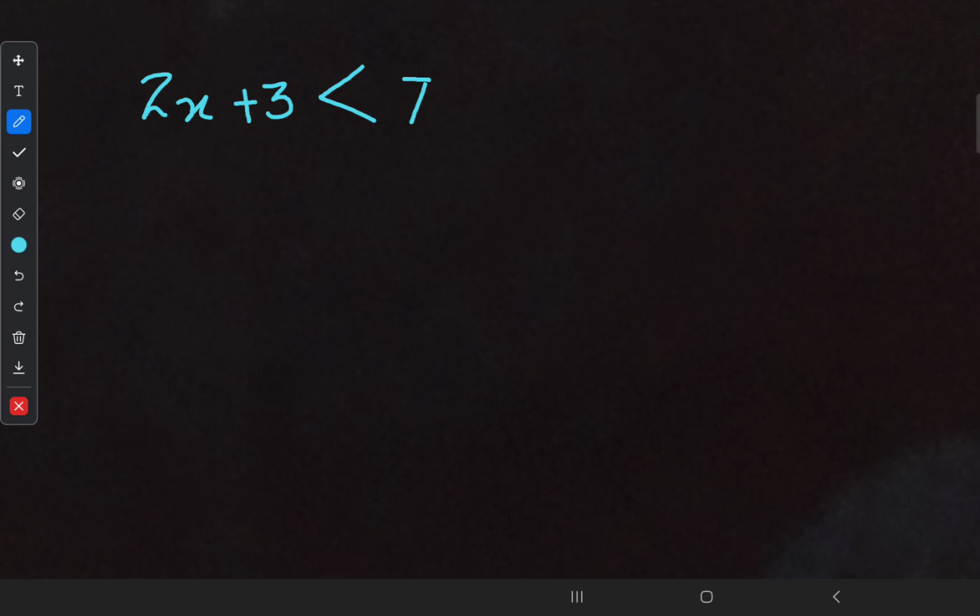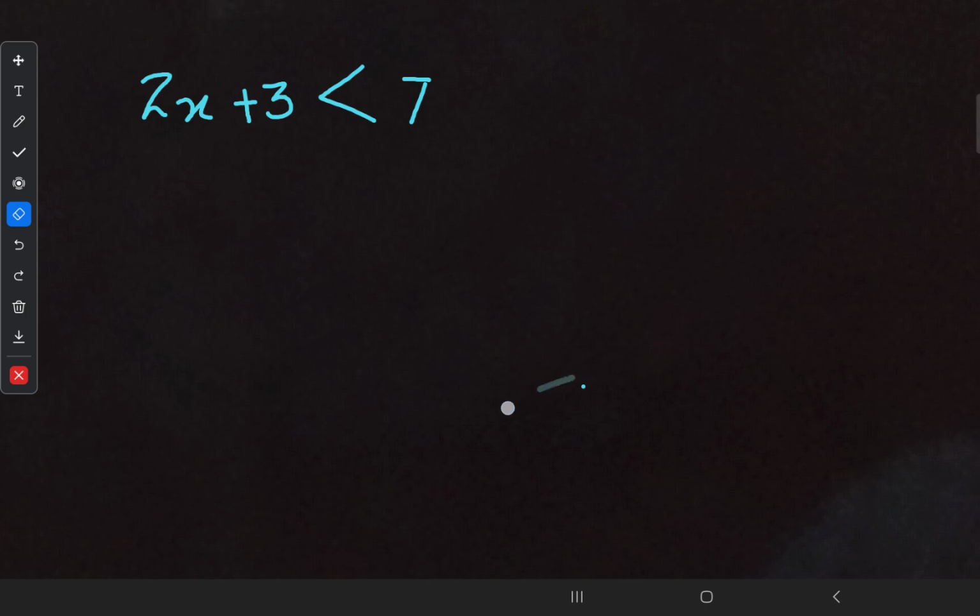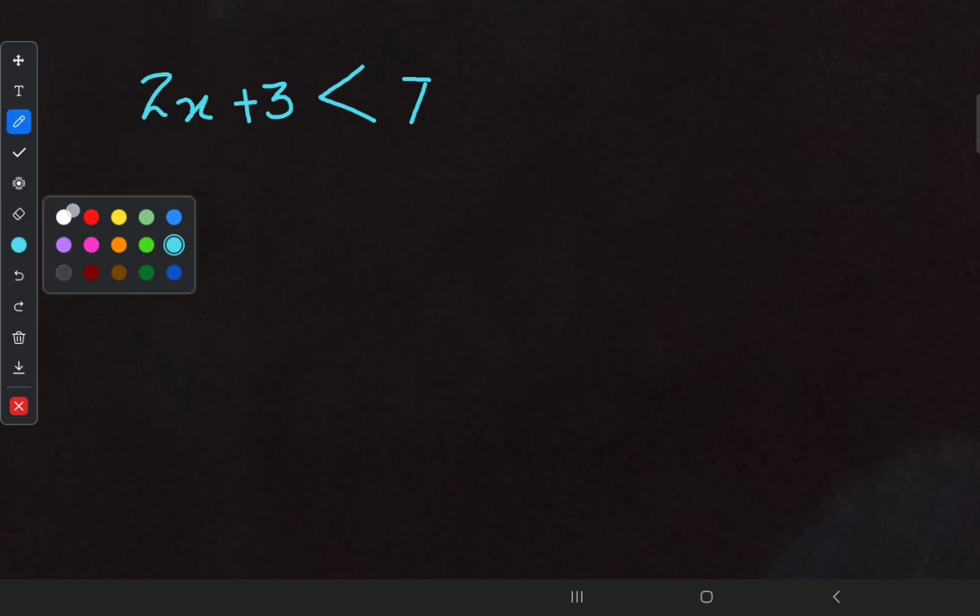Solutions for x. Similar to our equation, there are only two instances in which the inequality sign will change to its opposite direction. Those cases are when we multiply by a negative number, or when we divide by a negative number. In those cases only, the inequality sign will change to its opposite direction. Let's discuss them later, don't worry about it. Otherwise, in all other instances, the inequality will act like an equals sign.